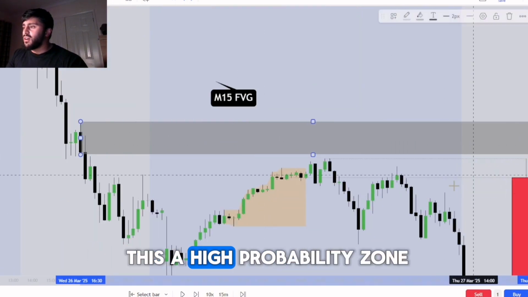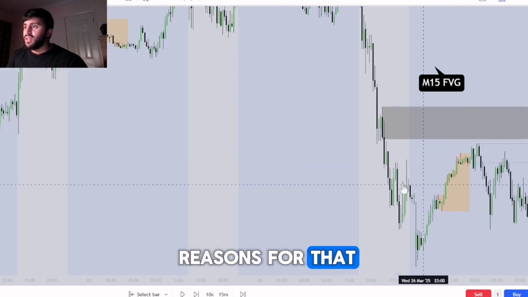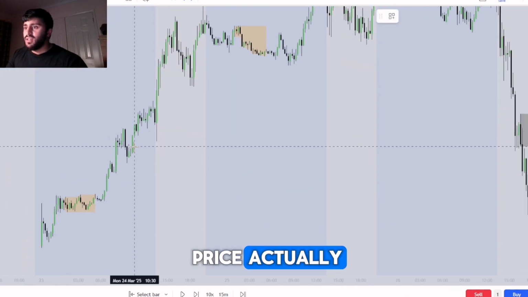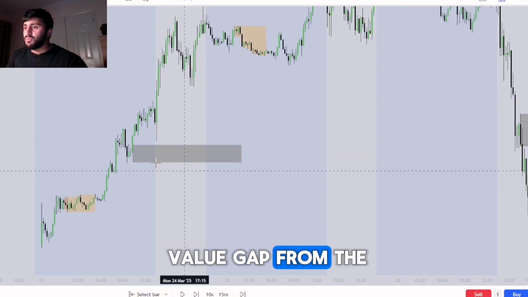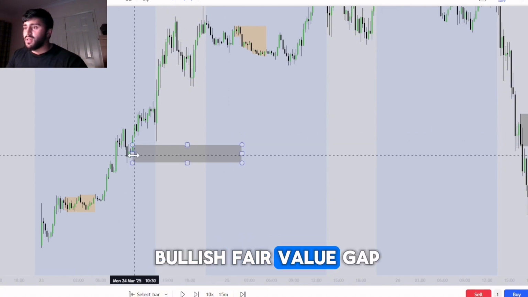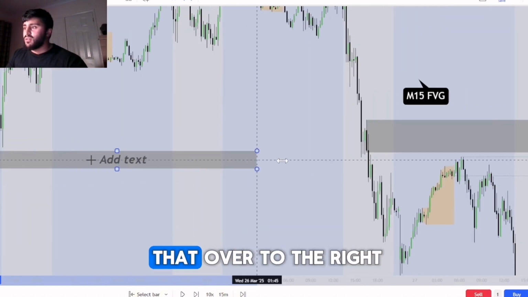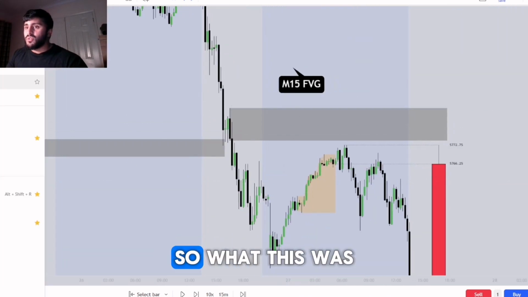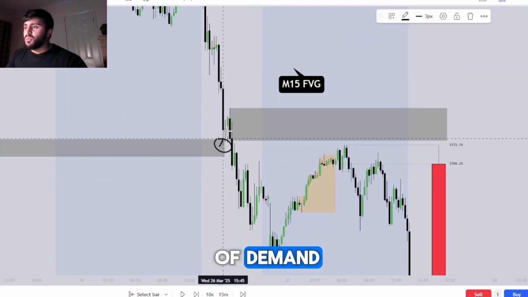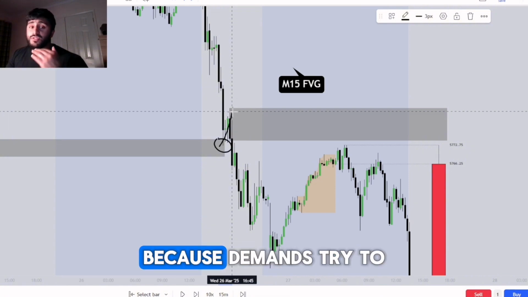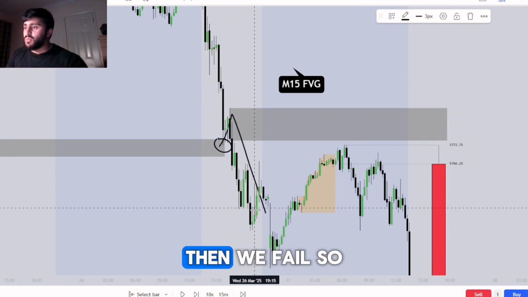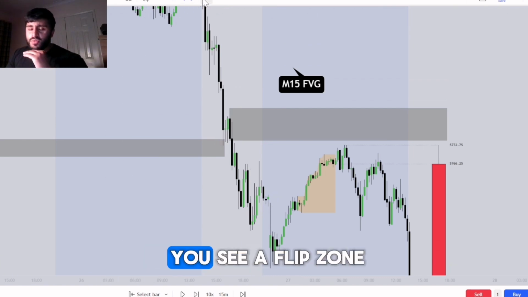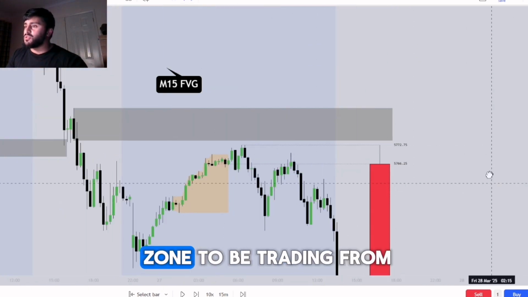So why was this a high probability zone? Well, there's a few reasons for that. If we just go over to the left, we can see price actually came into this fair value gap from the left, right? So we saw a bullish fair value gap over here. If we just extend that over to the right, we can see this is a demand to supply flip zone. So this was an area of demand which tried to drive price higher, and because demand tried to drive price higher, then failed, this is essentially a flip zone. Just for context, when you see a flip zone, this is a better zone to be trading from.